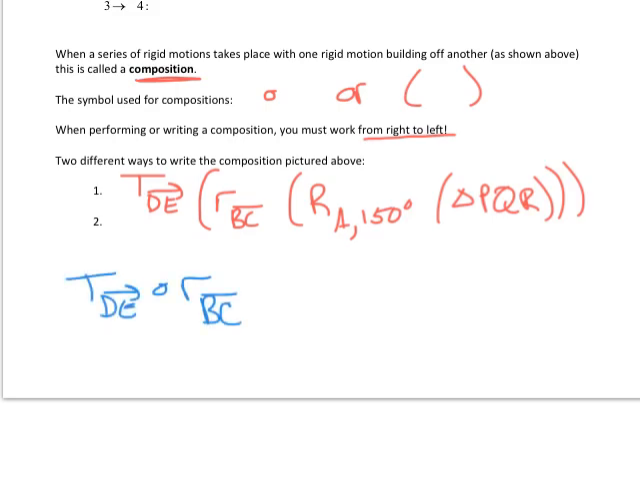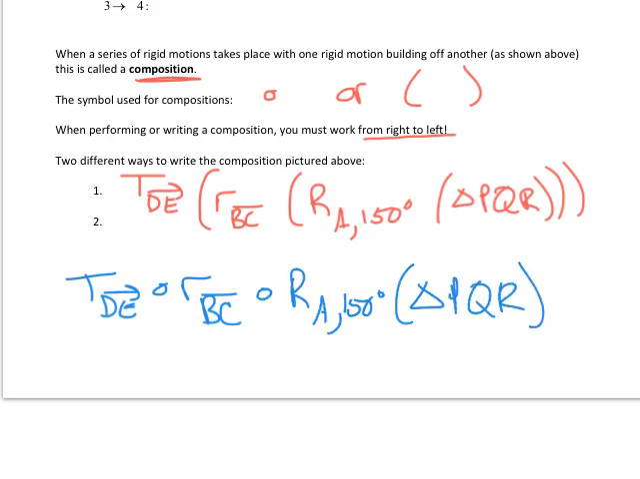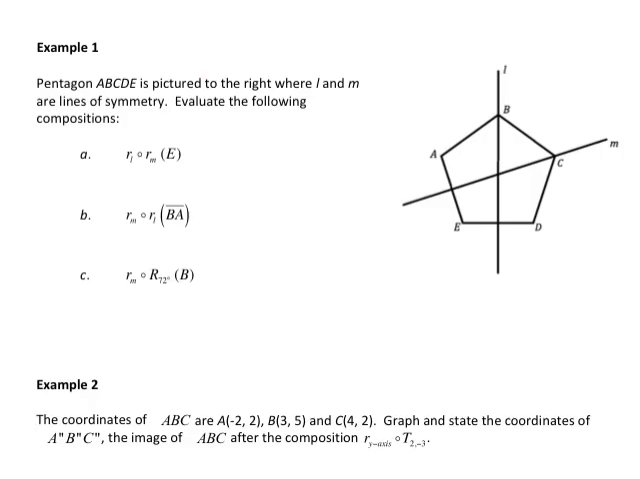Okay, so let me try this again. The last thing we did was the translation of vector DE, and before that we did a reflection over line BC, and then the first item was the rotation about point A of 150 degrees. I have my parentheses because I'm applying all of that to triangle PQR. So the red and the blue statements say the same thing. I've just replaced parentheses with the open circle.